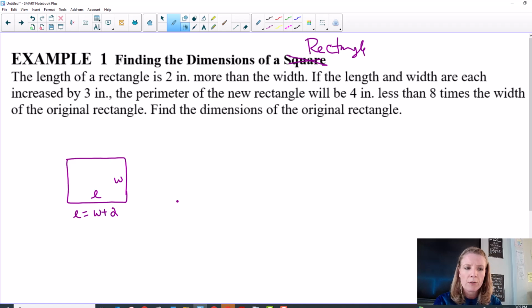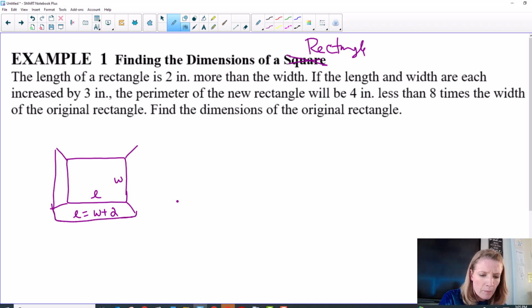If the length and width are each increased by 3, so what that means is, kind of think of it like a picture frame. So each one is increased by 3. So this one is w plus 3. And then this one would be w plus 2 plus 3.